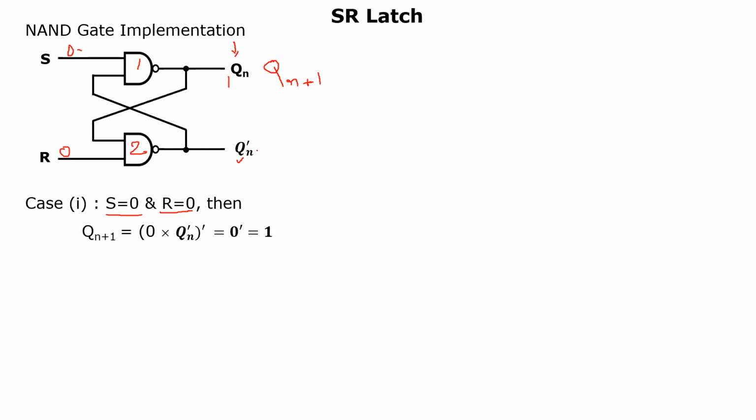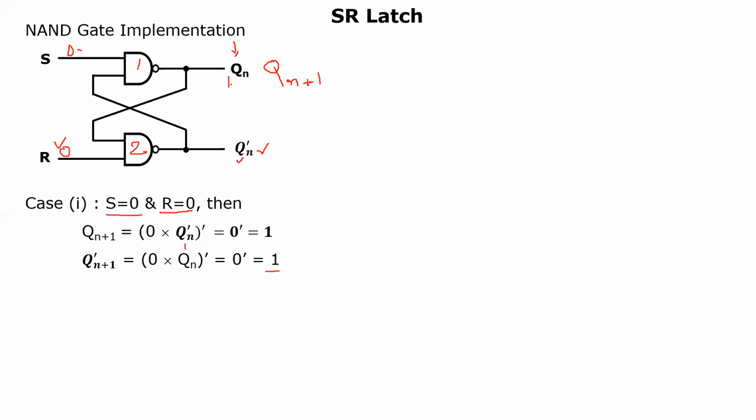And also check this particular value. Look at Qn plus 1 complement. One of the inputs is 0 here. I have taken Qn directly; instead of Qn, you are also expected to submit 1, there is no problem at all. But let us consider 0 into Qn, whole complement. 0 into anything will be 0. So 0 complement will be equal to 1.